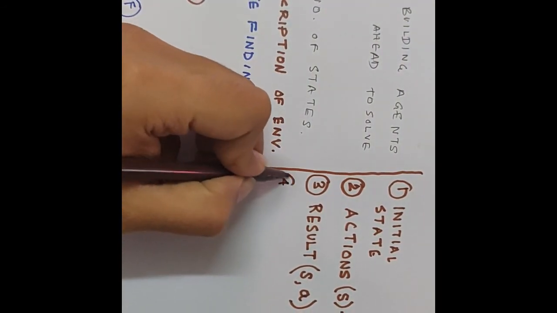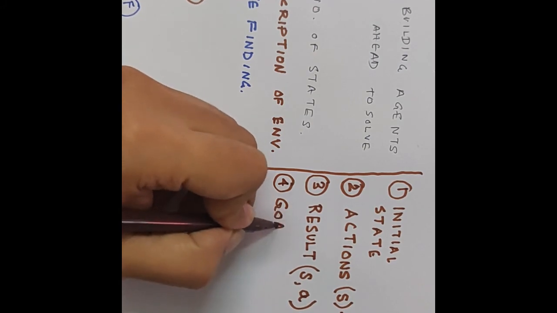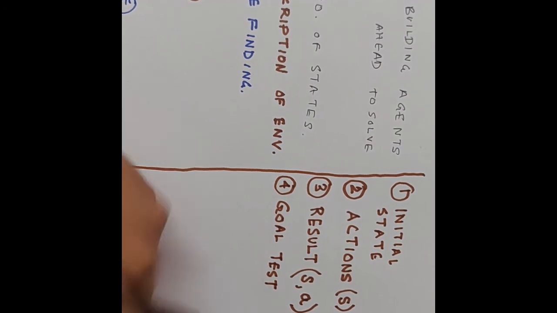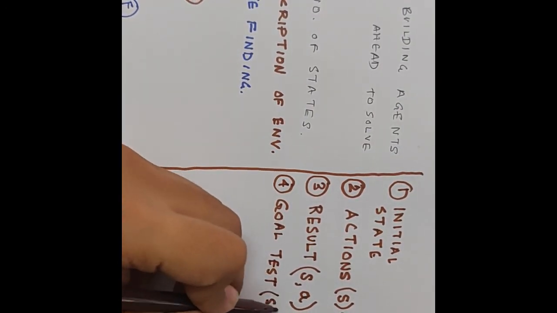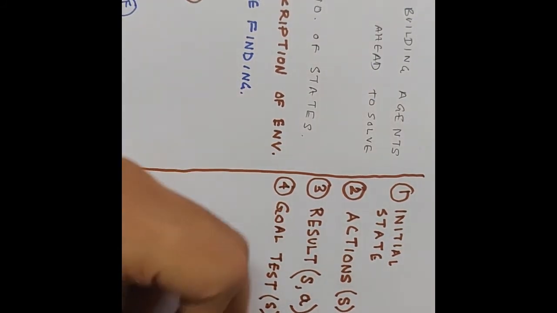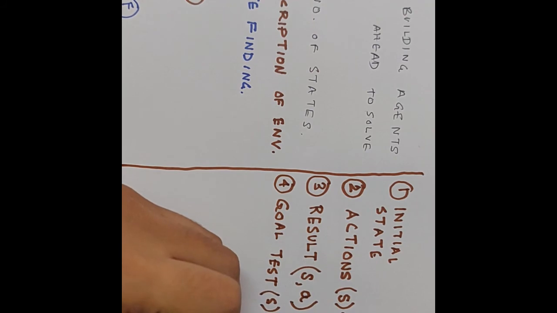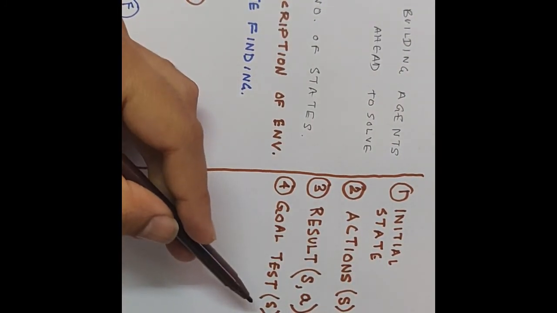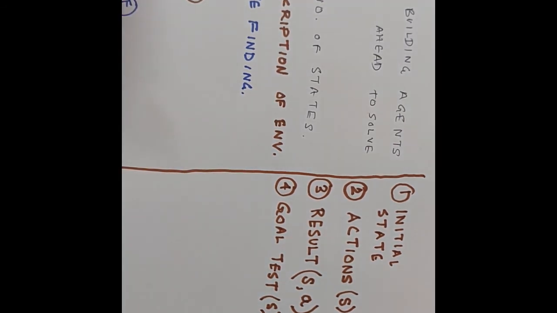Now, goal test. Goal test again takes as argument a state S and tells me whether it is the desired goal or not, true or false. If it returns true, it means that the state S is the goal state. If it returns false, then we will say that the state S is not a goal state.